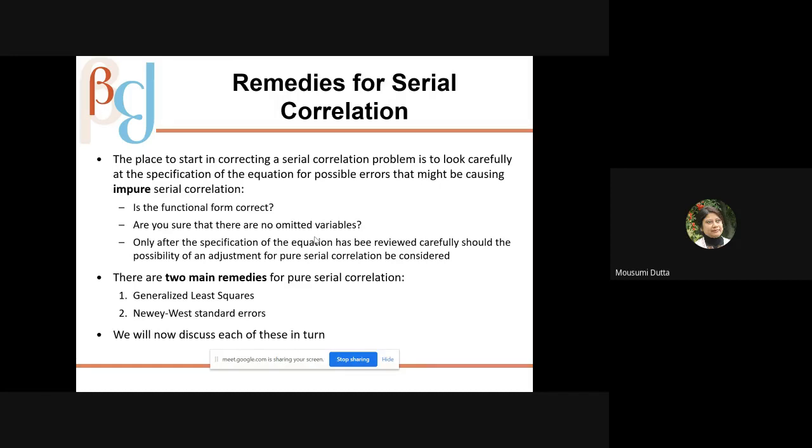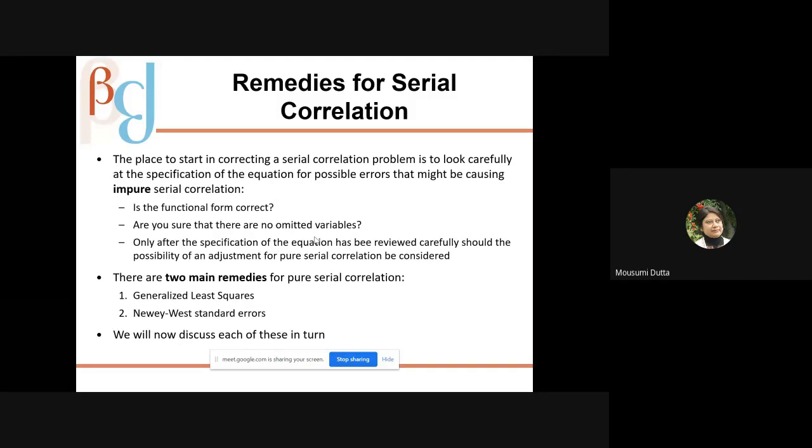However, if the source of autocorrelation is the time element, pure serial correlation, in that case we will use either the generalized least square technique or the Newey-West standard errors technique. We can derive Newey-West standard errors that will also be free of autocorrelation. So one by one, we will consider these methods.